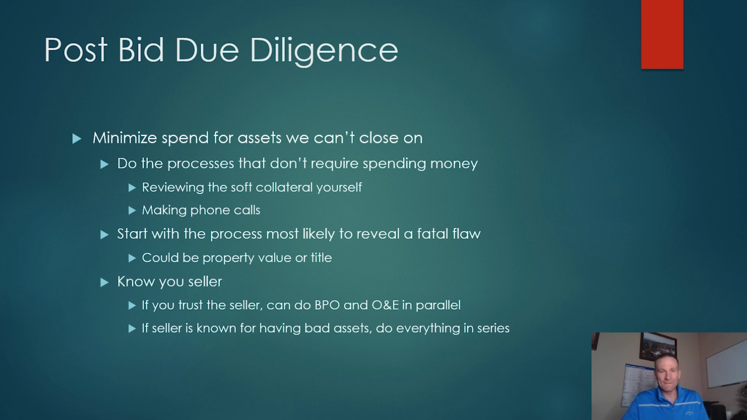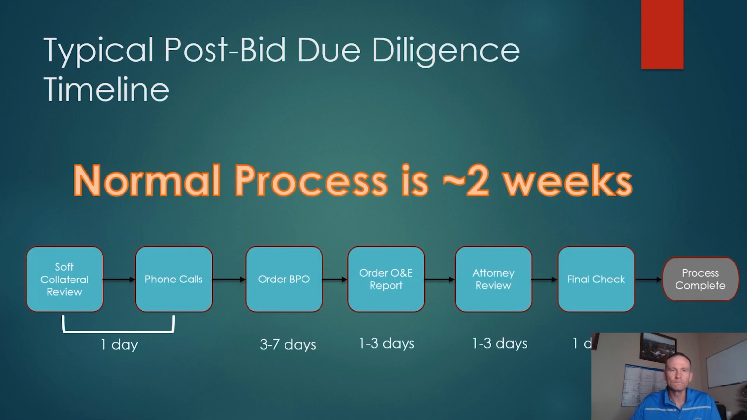Now, why would I even deal with a seller like that? Well, the answer is I've gotten a lot of really good deals from them. You find some really great gems. So it's annoying because I waste a lot of time and a lot of money on due diligence on stuff that I can't close, but I also find a lot of good deals. So I kind of put up with it. But my process with them is a little different than the process with the high quality sellers.